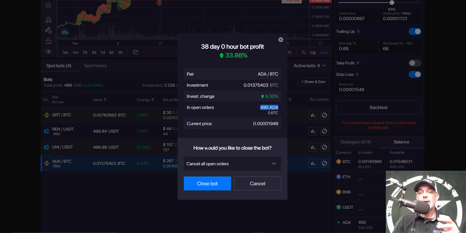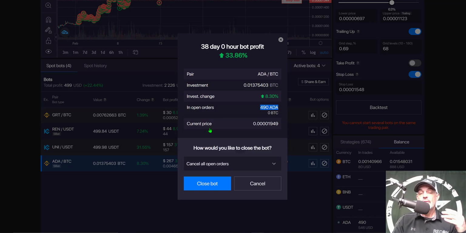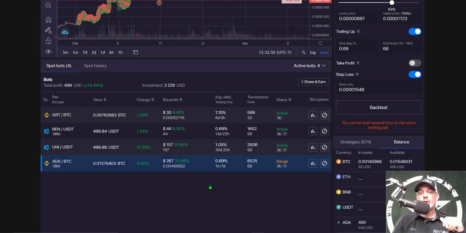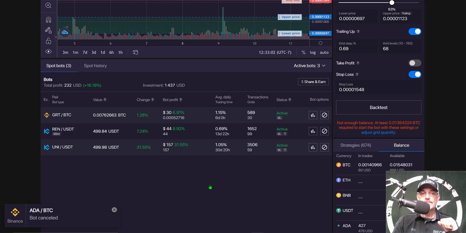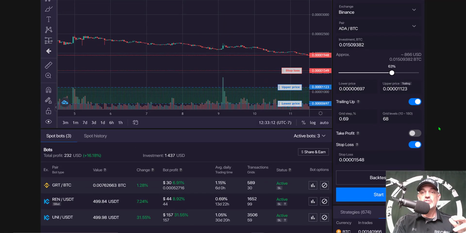And so the option of how would you like to close the bot, basically I have the two options: sell at market price, which we just did with AMP, or cancel all open orders. That will allow me to hold on to the ADA, and so we'll click close bot. Alright, so the ADA bot has been closed, and now it's time to get it redeployed with some new settings.